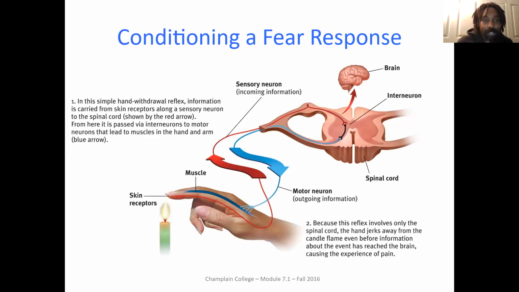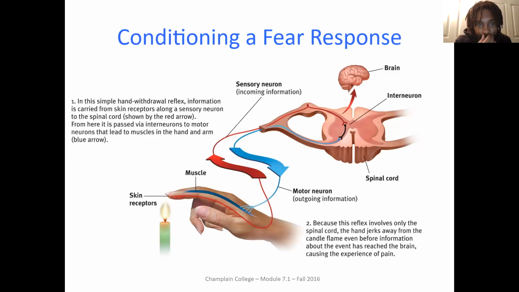So, conditioning a fear response. In this simple hand withdrawal reflex, information is carried from skin receptors along a sensory neuron to the spinal cord, shown by the red arrow. From here, it is passed via interneurons to motor neurons that lead to muscles in the hand and arm, the blue arrow. So you see here, here's a flame, skin receptors. You see the red arrow where information is carried from skin receptors along a sensory neuron to the spinal cord. So the red arrow all the way up there.